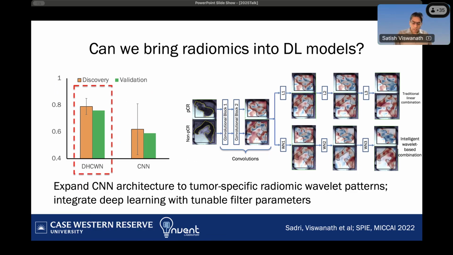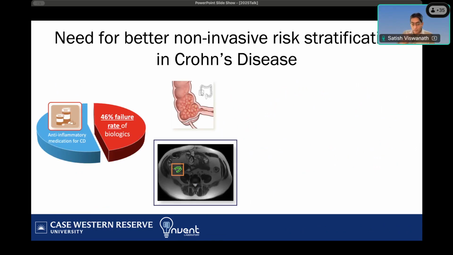So I'm just going to slightly switch tracks, because a lot of the work I've been speaking about over here has been in the context of oncology, but we've also applied these in the context of digestive diseases. So I just wanted to briefly touch upon some of those as well, because it's in a related area.